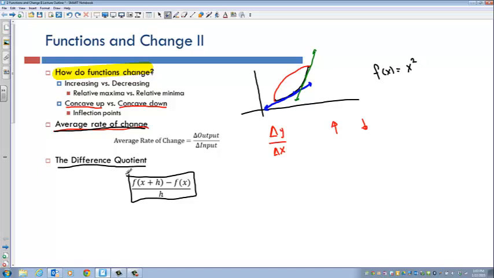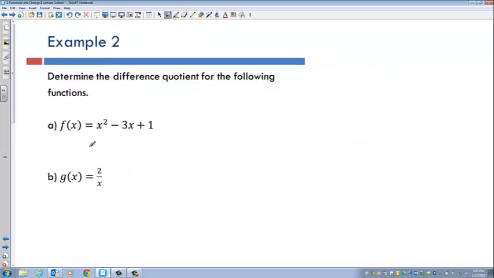All right, so this is really sort of an algebraic lesson, and so let's just do some examples so you can get an idea of what we're going to do here. The first example we have is f of x equal to x squared minus 3x plus 1. So we want to determine the difference quotient for the following functions. We'll start with this one, which isn't too bad, and we'll end with g of x, which equals 2 divided by x, which is a little bit harder because you're dividing by x.